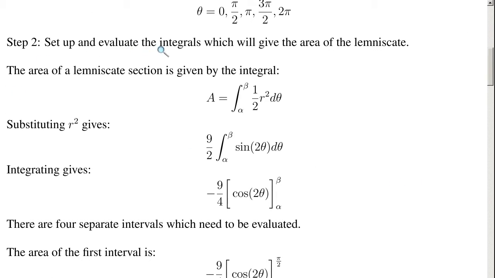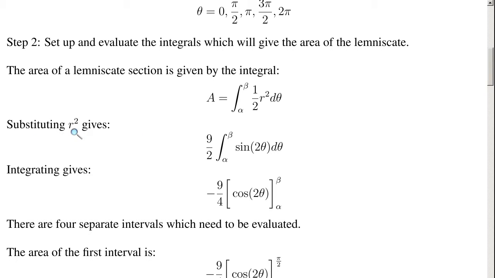Set up and evaluate the integrals which will give the area of the lemniscate. The area of a lemniscate section, a portion of the lemniscate, is given by the integral, area equals the integral from alpha to beta of 1/2 r squared d theta. Now where did this formula come from? Well, it's just given to us. The explanation of how this is derived is a little bit more complicated. We don't need to worry about that. We just need to know what it is. So it's the integral from alpha to beta of 1/2 r squared d theta.